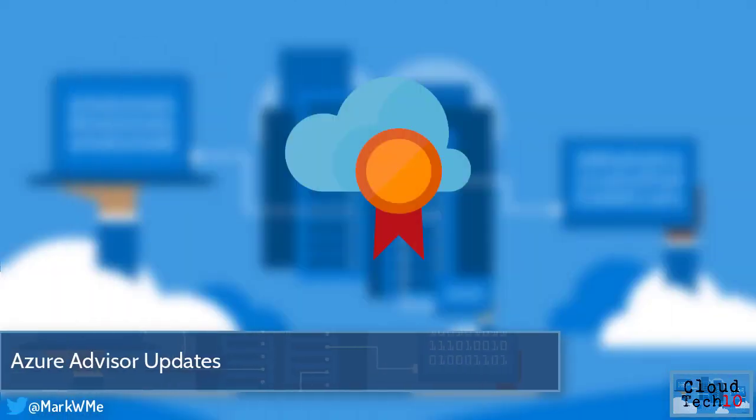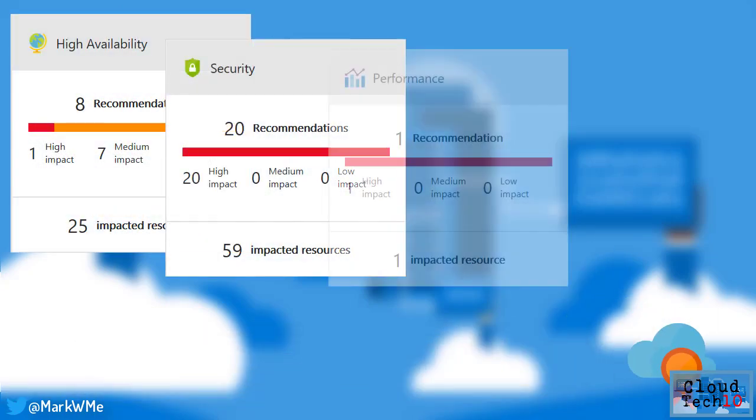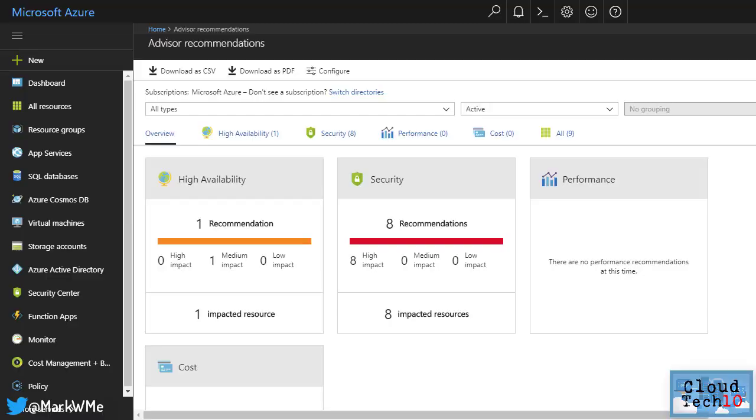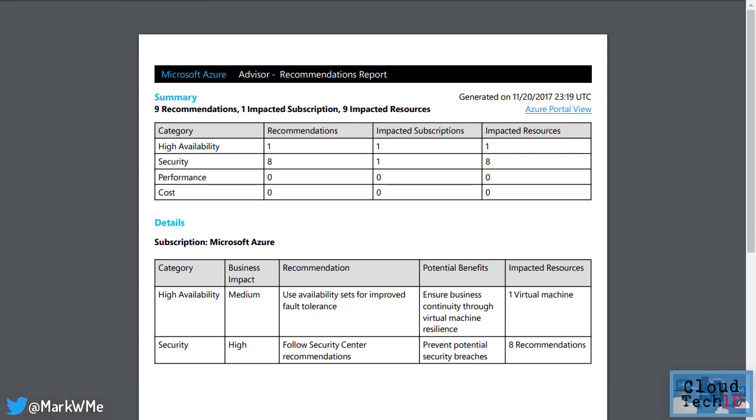Azure Advisor has been updated with a new dashboard showing recommendations across high availability, security, performance, and cost savings. There's now the option to download the recommendations as a CSV or PDF format file, so you can share recommendations easily with those who may not have access to the portal.